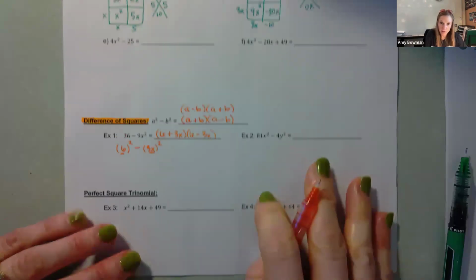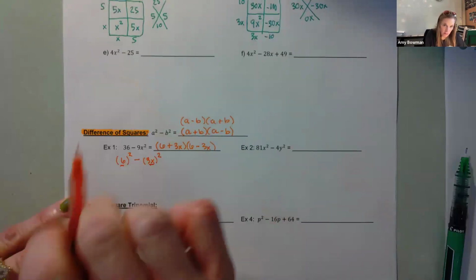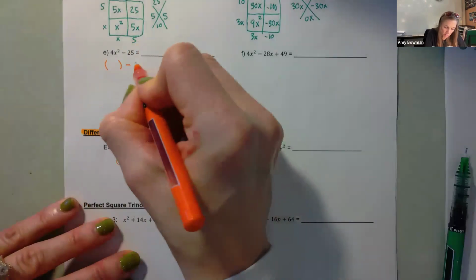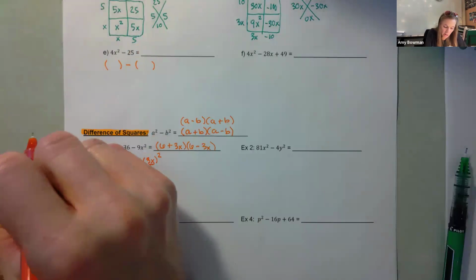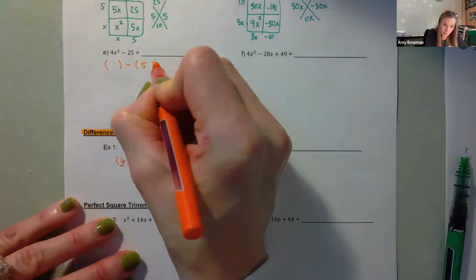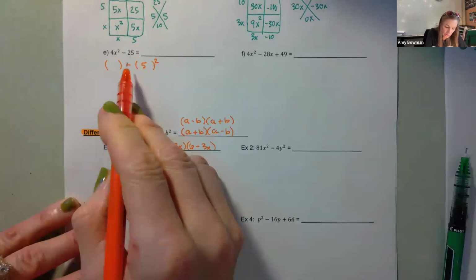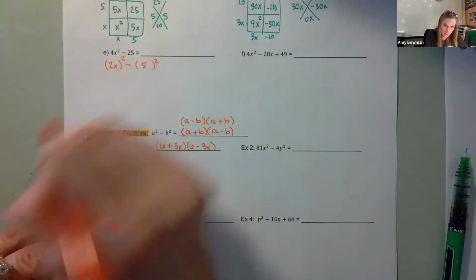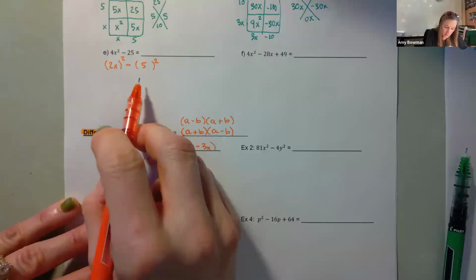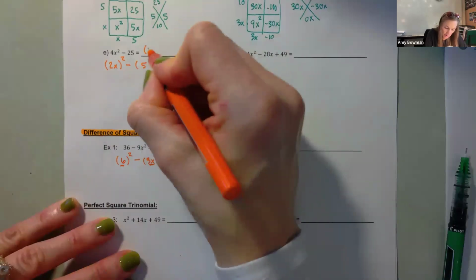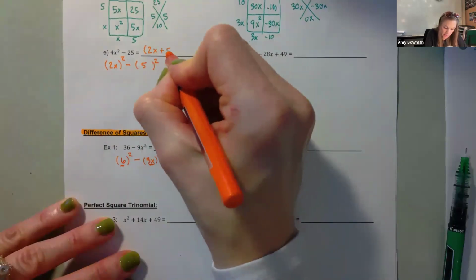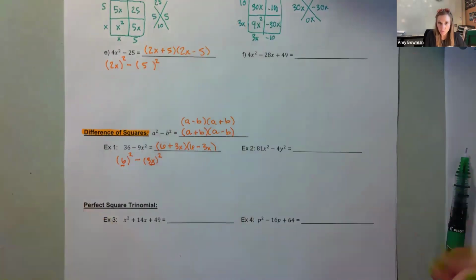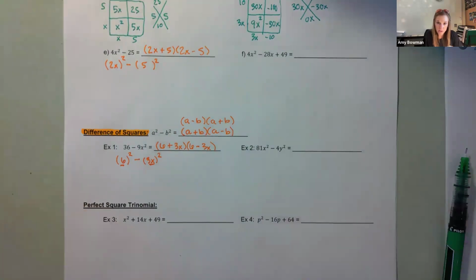So if we go back up to this final example here, again, if we can rewrite it, we know 5 squared is 25, and to get 4x squared, we would square 2x. So 2x and 5 are the two values: 2x plus 5 times 2x minus 5. So that is the shortcut for factoring difference of squares.